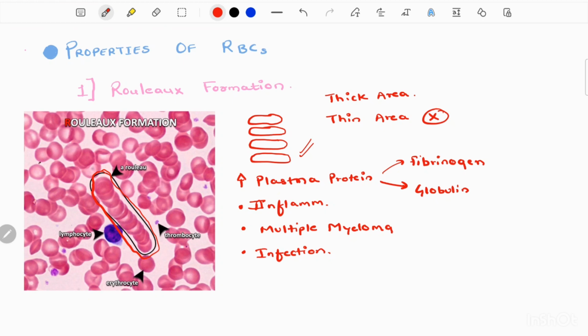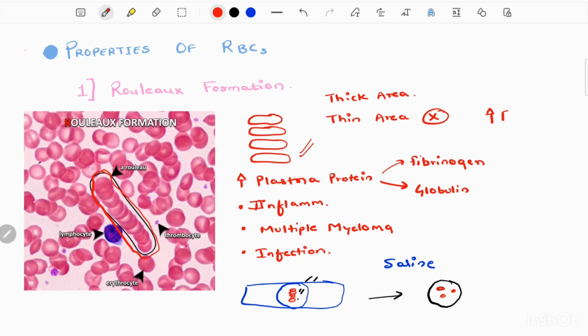Rouleaux formation can be reversed with addition of saline. On a slide, if you have a blood sample and you can see Rouleaux formation, then after adding a few drops of saline, you will see that Rouleaux formation gets reversed and you will be able to see independent red blood cells. Rouleaux formation also increases ESR, erythrocyte sedimentation rate.